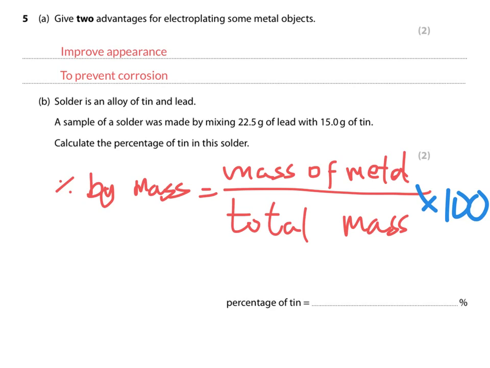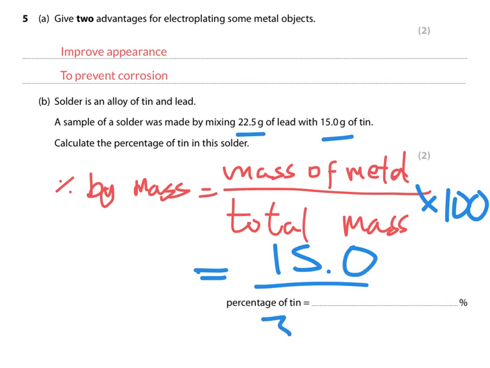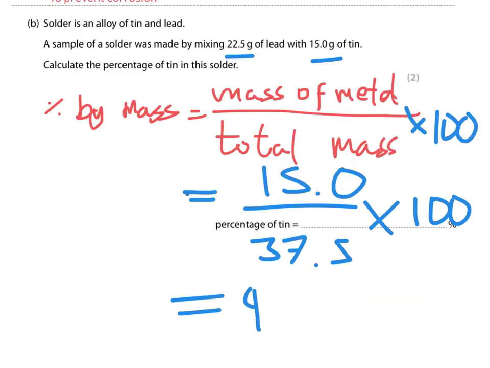So if we put the equal sign directly underneath, as we should with mass, so mass of metal is 15 grams, that's the mass of the tin, divided by the total mass, so that's 15 plus 22.5, that comes out as 37.5, so 15 divided by 37.5 times by 100. So throw that into your calculator, and that comes out as 40.0%.